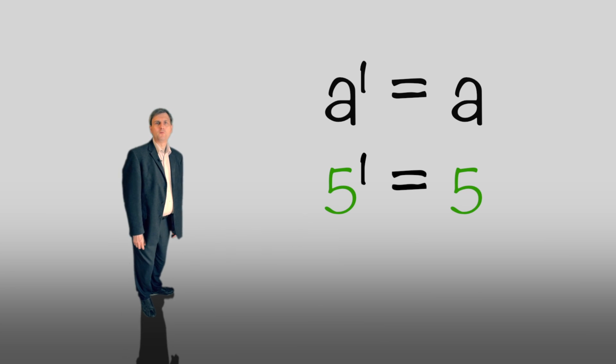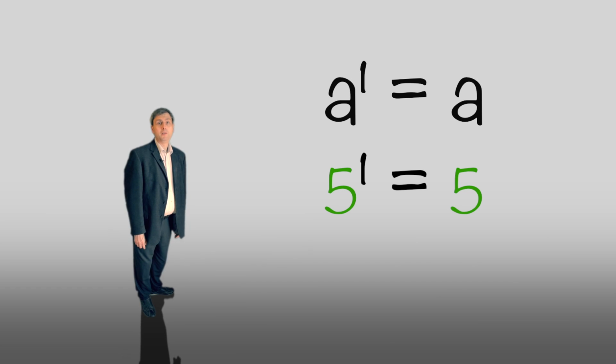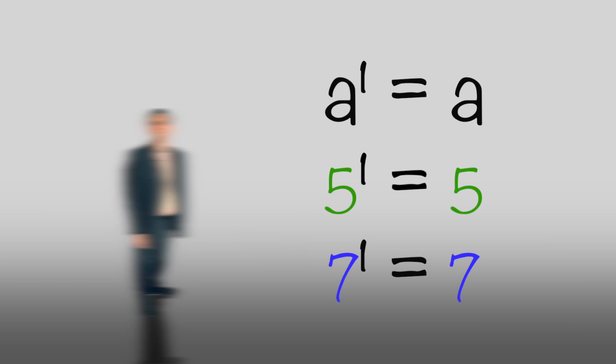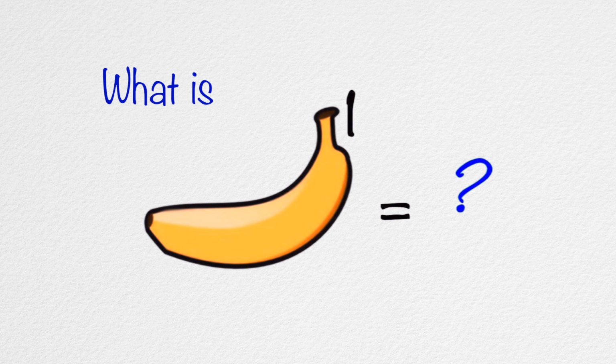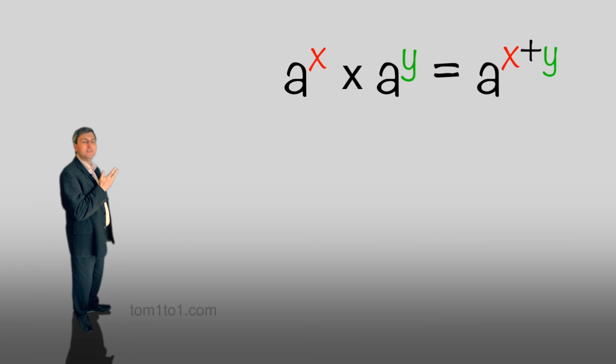A to the 1 equals A. Let's stick a number in. Remember, A is just a number. So suppose A is 5. 5 to the power of 1 is just 5. If you've got one lot of 5, it's just 5. If you've got one lot of 7, it's just 7, so 7 to the power of 1 is just 7. So what would bananas be to the power of 1? Well, it's just bananas.